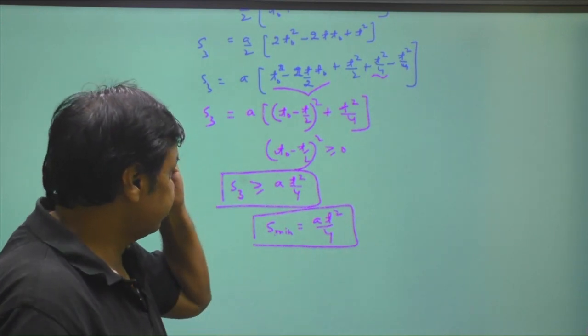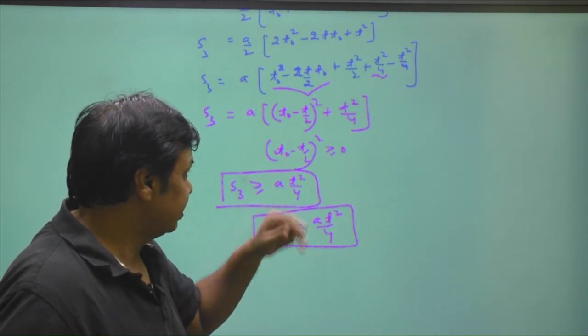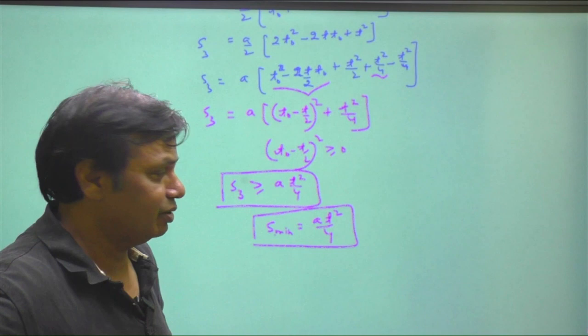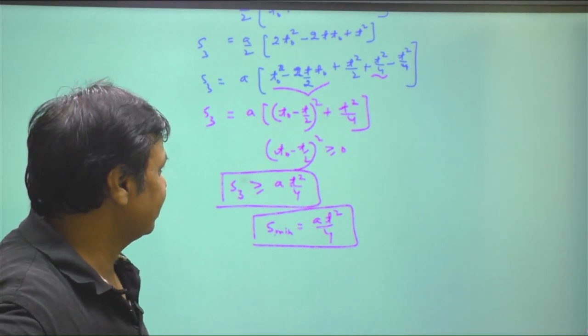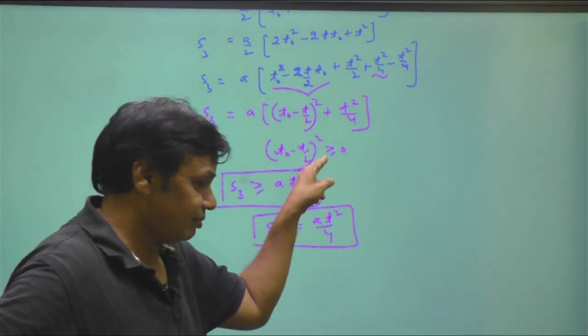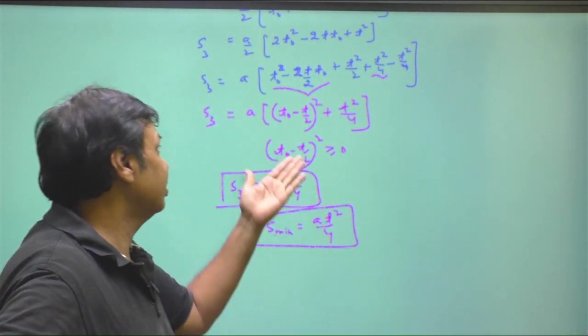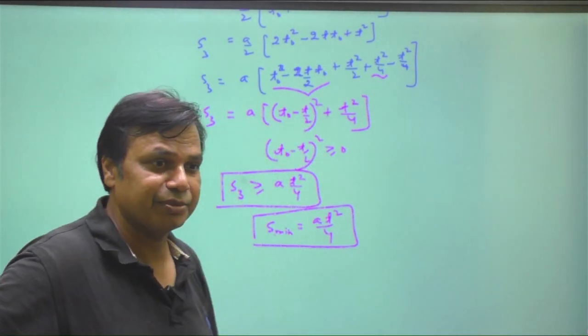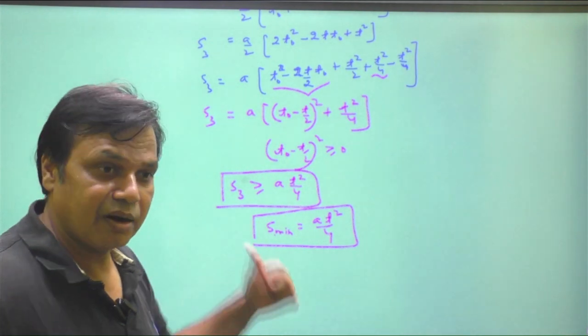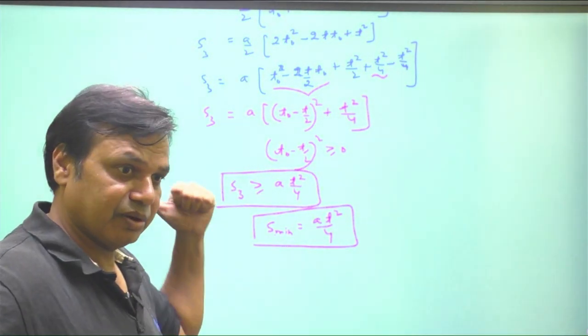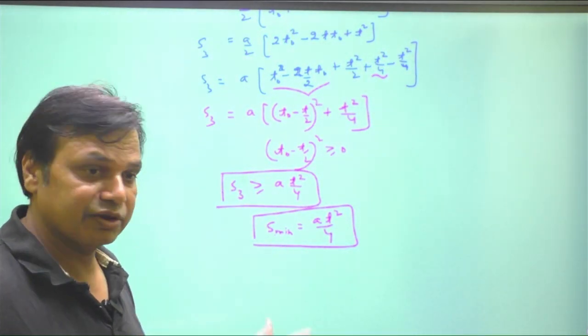This is your answer. Of course, t naught will be t by 2, I know for sure. For this condition, we have to make this 0, and t naught will become t by 2. So halfway you have to stop somewhere on the left. And this is your answer.